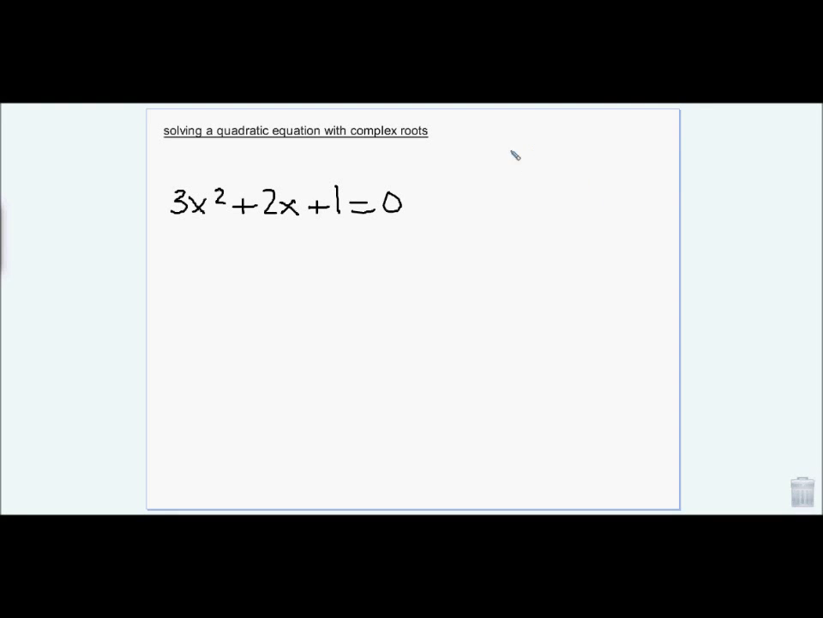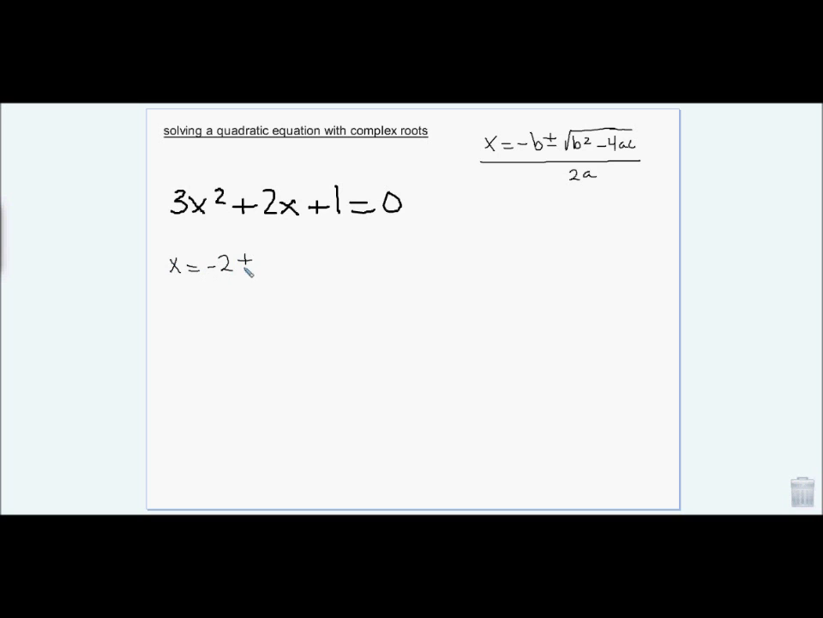Sometimes you end up with a quadratic formula that gives us a complex root. So keep in mind that the quadratic formula is x equals negative b plus or minus the square root of b squared minus 4ac over 2a. This would be a, this will be b, and this will be c, so I'm going to plug those in.